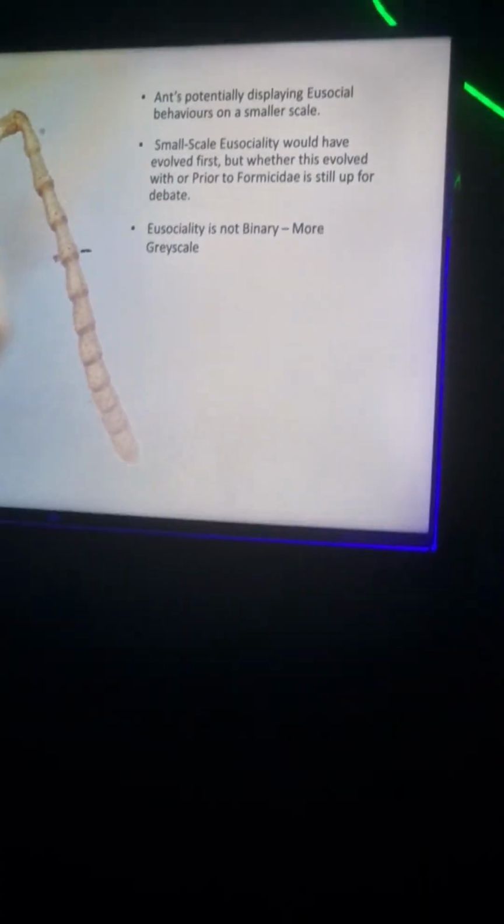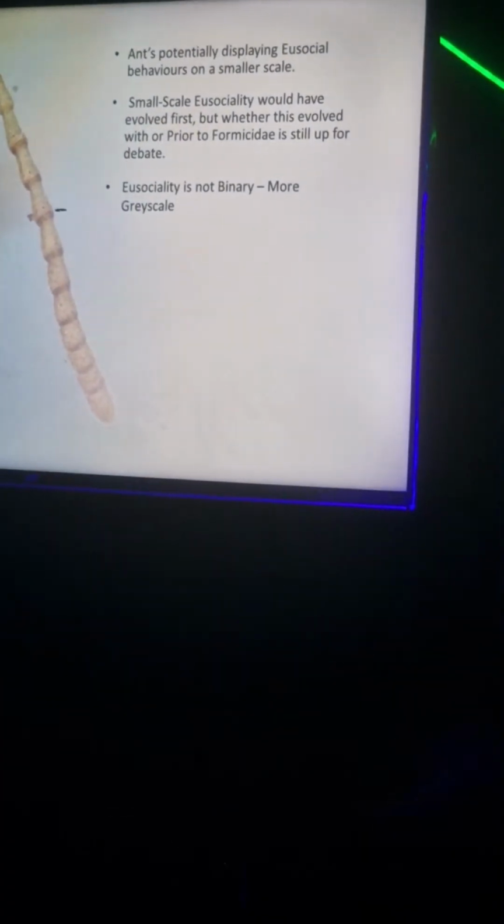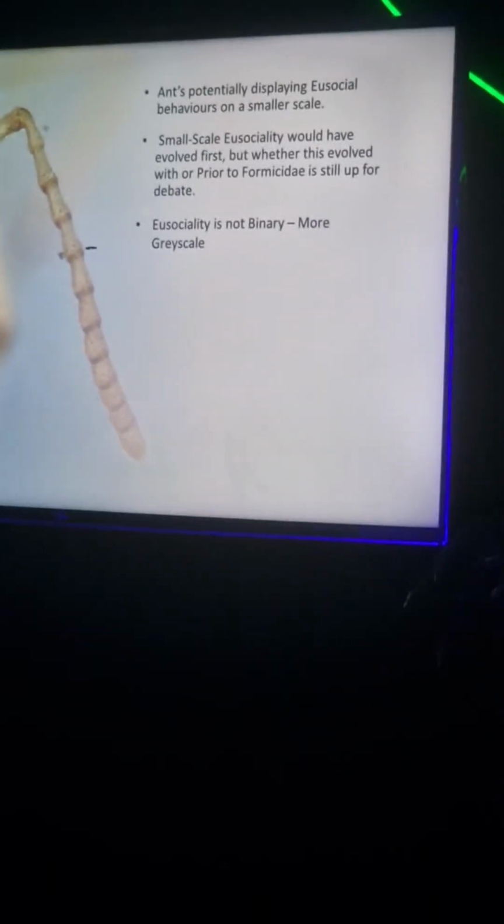But the thing with eusociality is it's not binary, so it's not just you have a social species or you don't. Some species will be like a mega colony and have thousands and millions of workers, but some you might only get a few, where they're more represented as groups of sisters that might fight over who gets to lay the eggs. So Rachel is going to give you a couple of examples of that now.